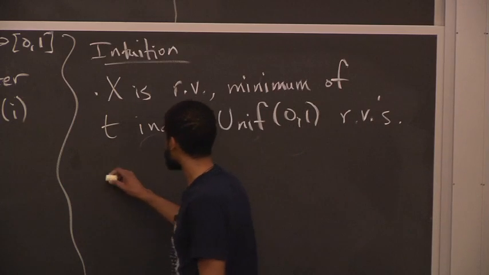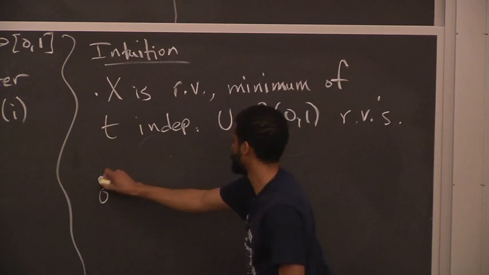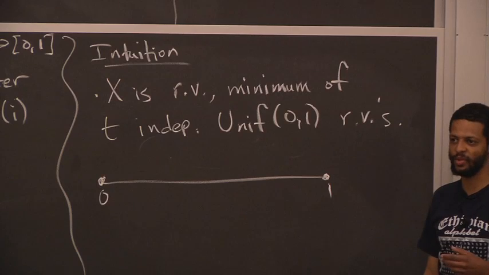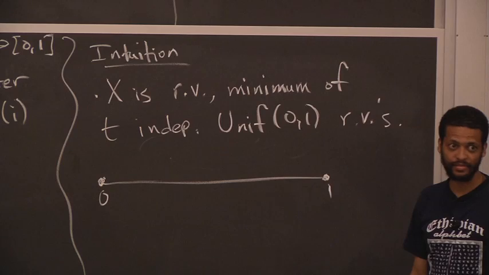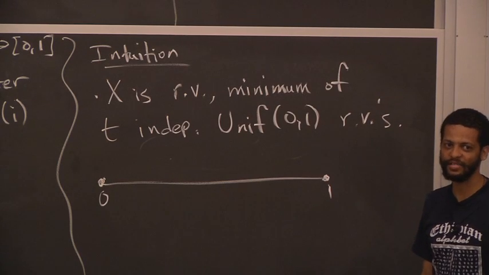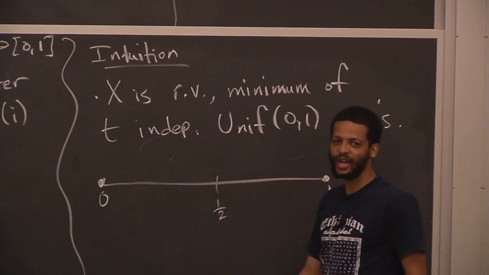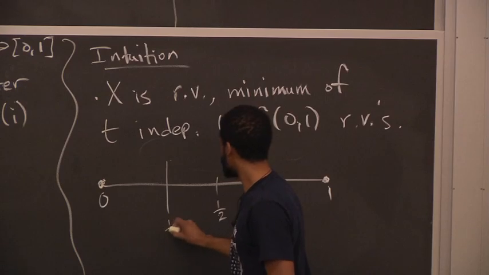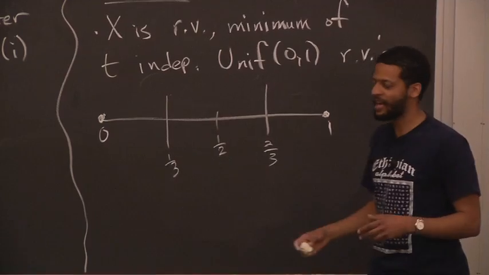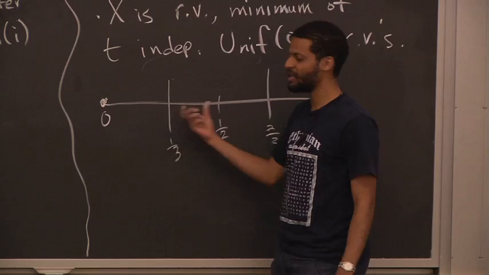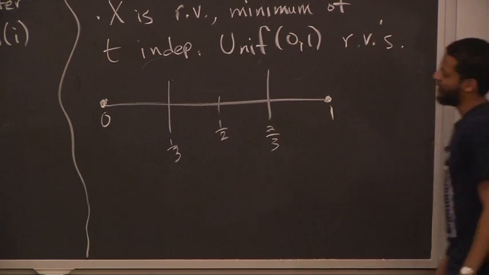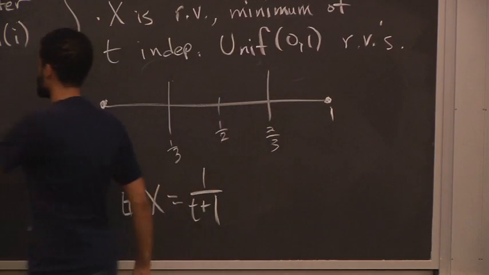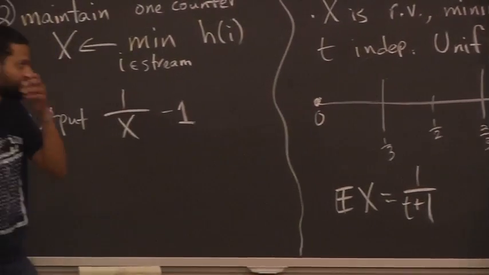Right? So here's 0. Here's 1. Suppose t was 1. We just had one random number between 0 and 1. What do you expect one random number between 0 and 1 to be? Right? A half. What if you had two random numbers between 0 and 1? The picture you expect is kind of evenly spaced, which is a third and 2/3. If you had t random numbers, you expect them evenly spaced, which means 1 over t plus 1, 2 over t plus 1, et cetera. Right? So the expectation of x is 1 over t plus 1. So 1 over x is t plus 1, minus 1 is t. Okay, so great.